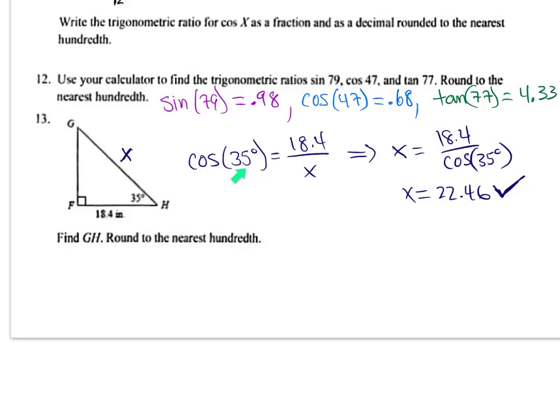So we say cosine of 35 equals adjacent over hypotenuse, which is the 18.4 over x. And then we'll multiply by x, and at the same time divide by cosine 35. So we get x is equal to 18.4 divided by the cosine of 35, which gives us 22.46 as our answer.